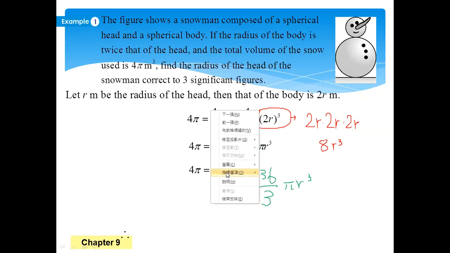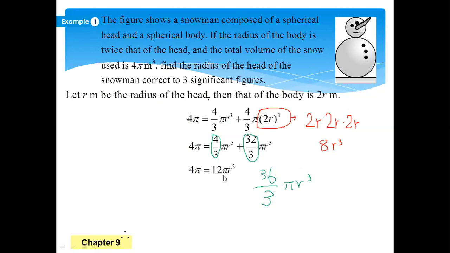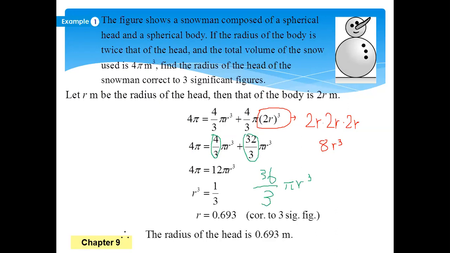Hence, you simplify. Pi by pi cancelled. Divide 4 by 12. So you have r cubed is 1/3. Use the calculator and find the answer. Take the cube root.